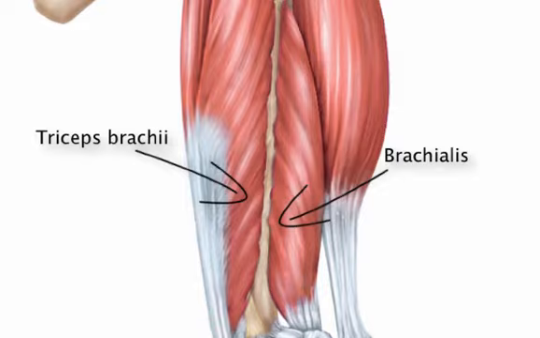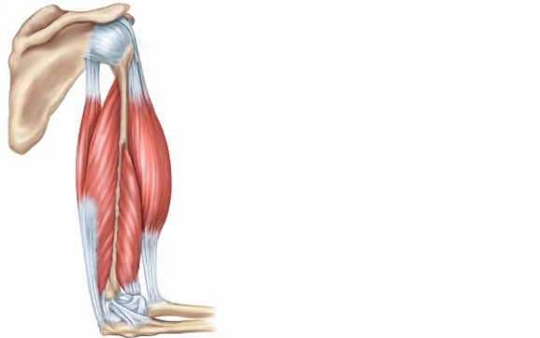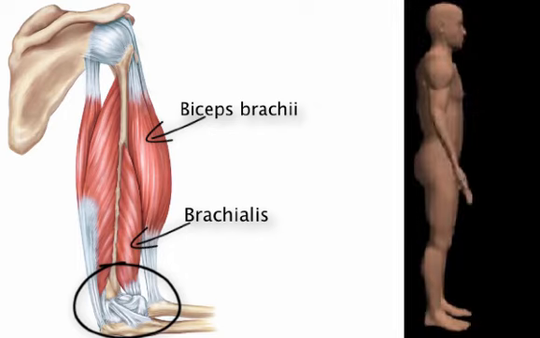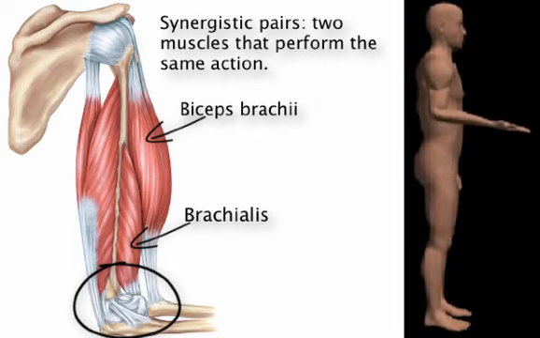muscle to the bone. Since nearly all skeletal muscles pull on their attachment sites, you can tell by looking at them what actions they will produce at which joints. For example, the biceps brachii and brachialis muscles both cross the elbow joint anteriorly. This means when they contract, they'll pull on their insertions, causing flexion at the elbow. Since they perform the same action, they're called synergistic pairs.